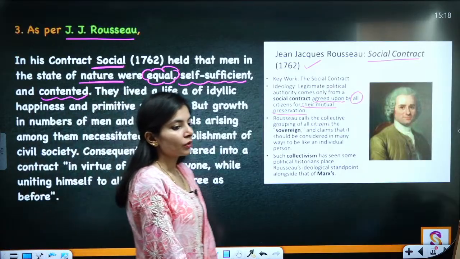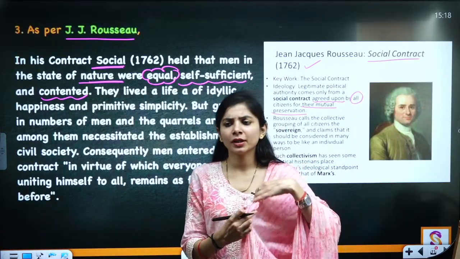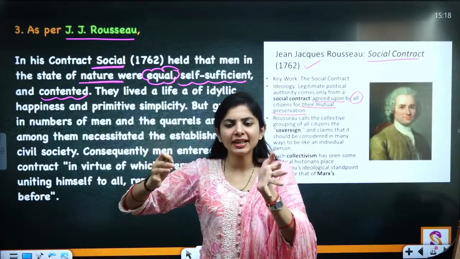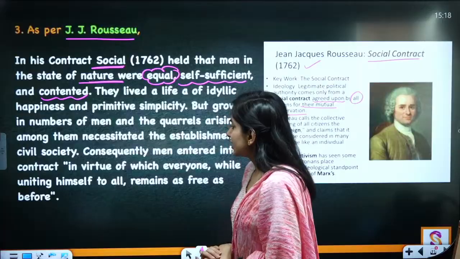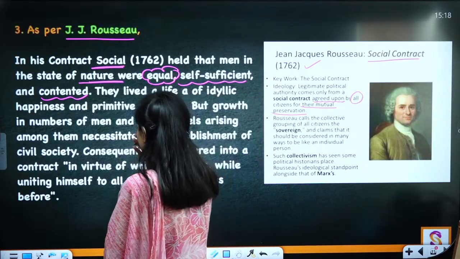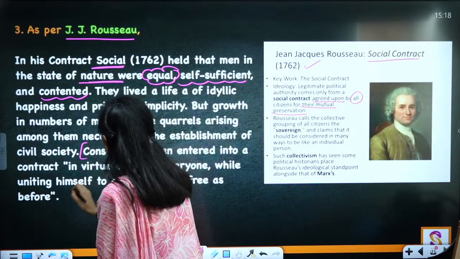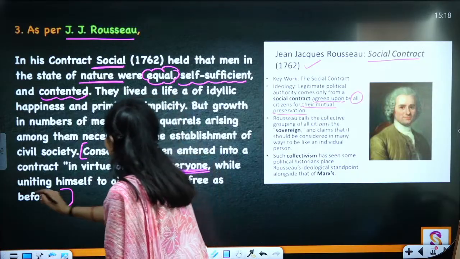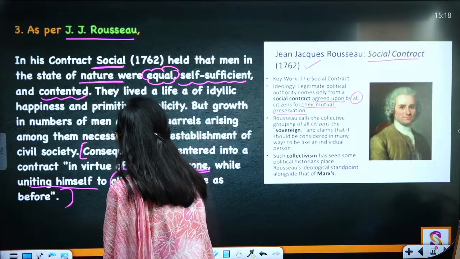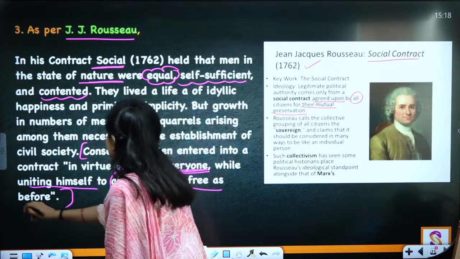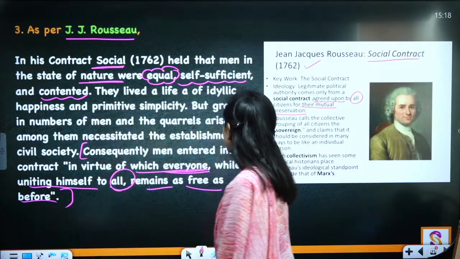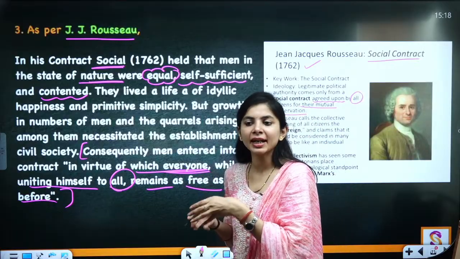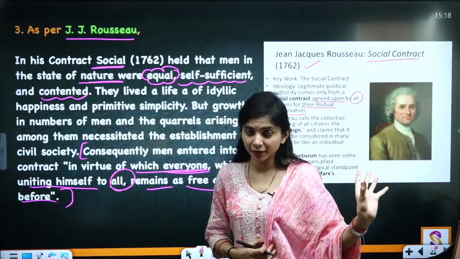Therefore, for a time period that is small, that is being contended, they specified that over a period of time, in virtue of which everyone, while uniting himself to all, remains as free as before. It means he said that human beings entered into a contract so that they can enjoy some certain freedom.